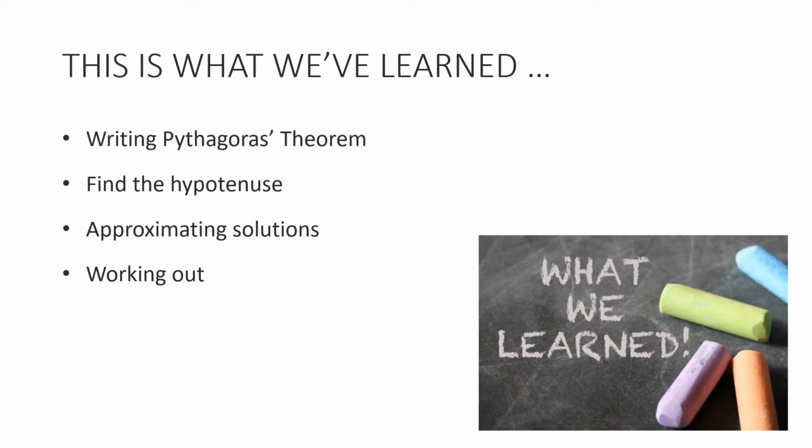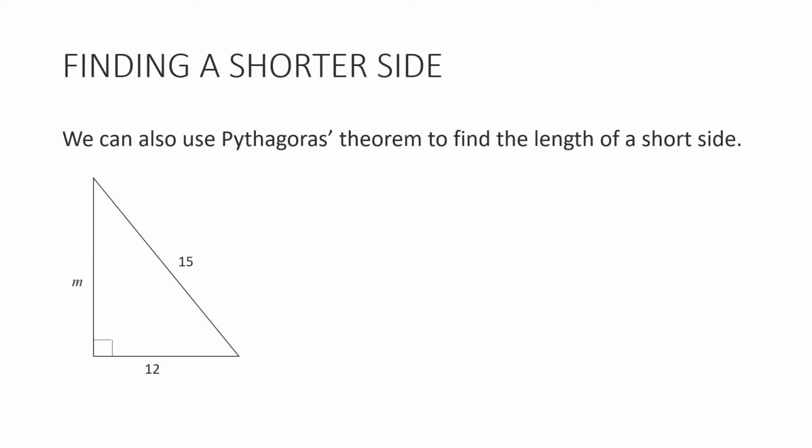So this is what we've learned so far. We've talked about what Pythagoras' theorem actually is, and we've learned how to write it. And then we've found the length of the hypotenuse. We also talked about approximating solutions and also about showing sufficient working out. So we can also use Pythagoras' theorem to find the length of a short side.